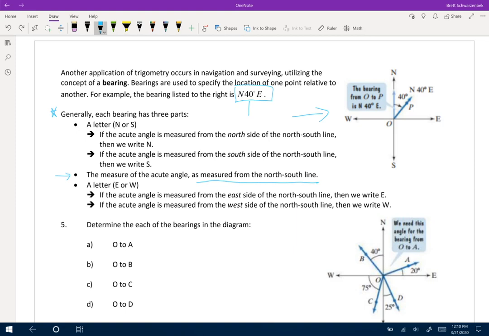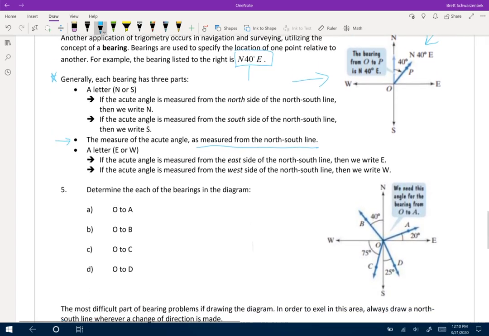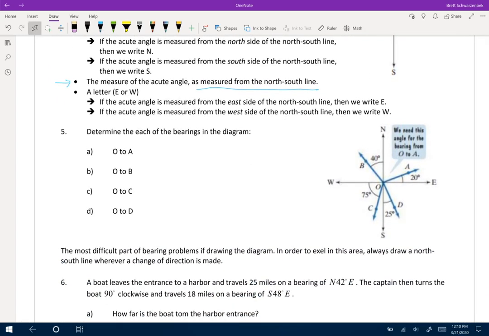So this is in the northeast quadrant over here. You'll see that N and E are the variables at the beginning and the end, and 40 degrees is measured from the north-south line. So let's go down to the example here and take a peek at number 5.